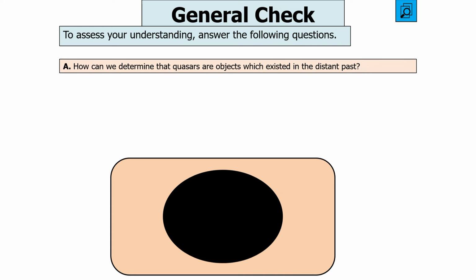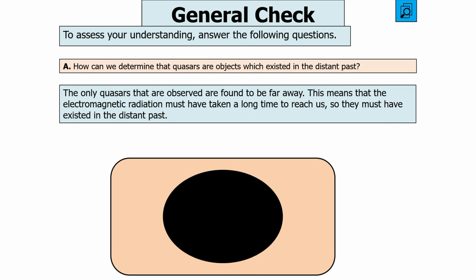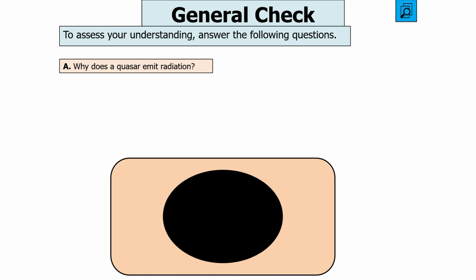How can we determine that quasars are objects which existed in the distant past? The only quasars that are observed are found to be far away. This means that electromagnetic radiation must have left a long time ago to reach us, so they must have existed in the distant past. Why does a quasar emit radiation?